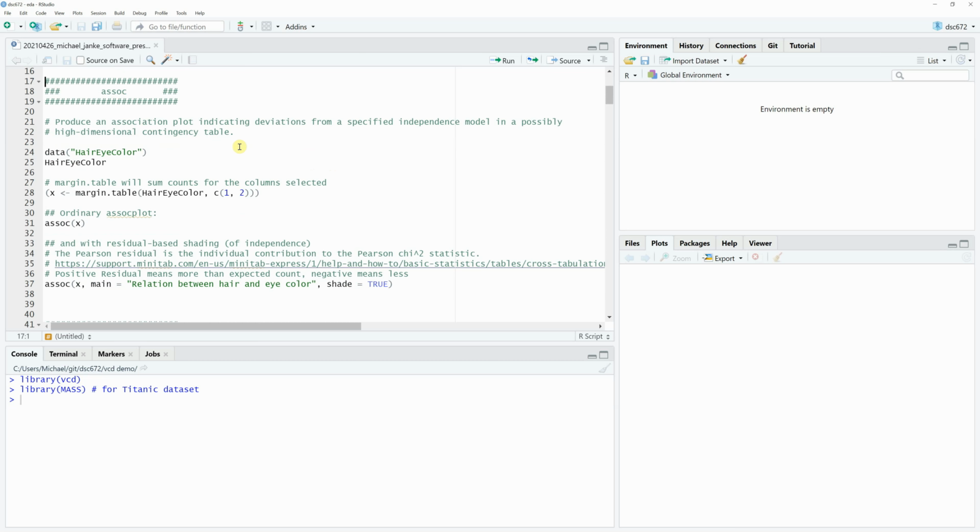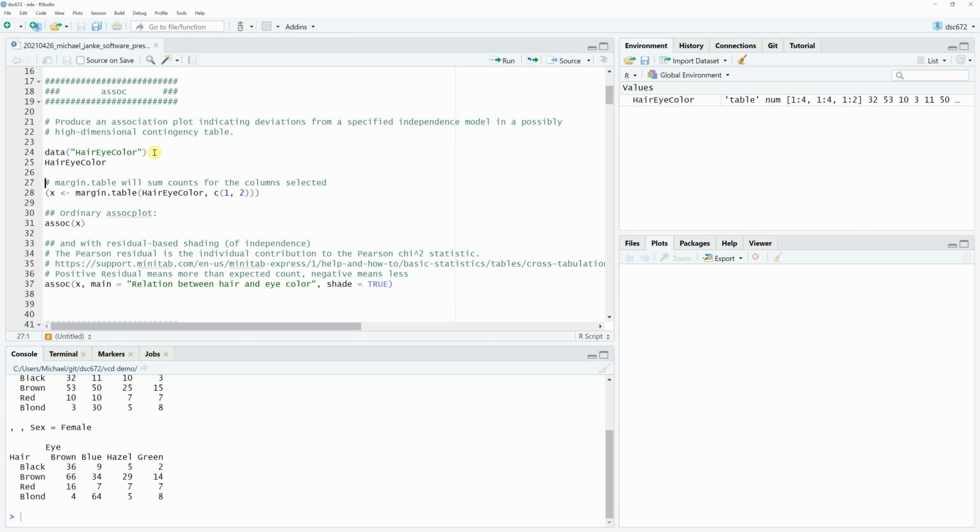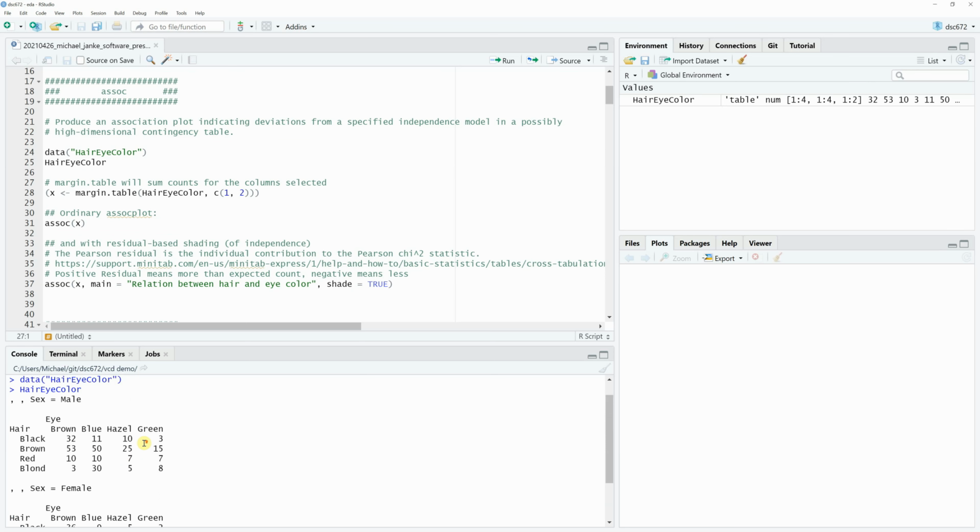And what we're going to try and get out of this is, are we seeing higher or lower than expected counts on pairings of the categories in the two variables? So anyway, we'll load the HairEyeColor data and take a look at that. And what we see here are two tables, one for male, one for female, that holds hair color versus eye color. So for our plot here, we only want one table.